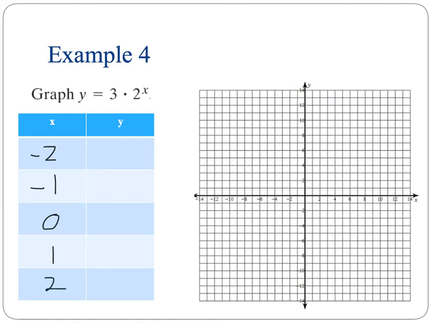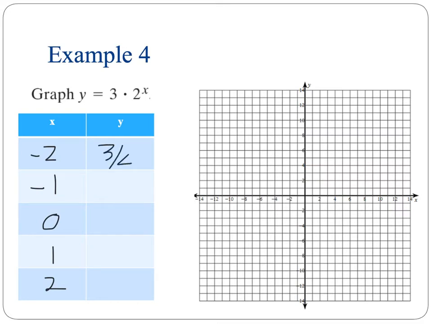Next, I'm going to go ahead and fill in my y column by plugging in the x values that I just created. Okay, so if I plug in -2, I have 2 to the -2nd, which is actually going to give me 1 over 2 squared, or 1/4, and I'm going to multiply that by 3, so I end up with a positive 3/4.